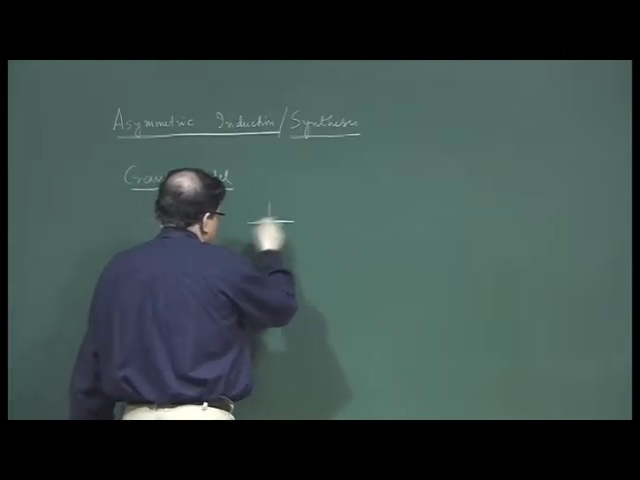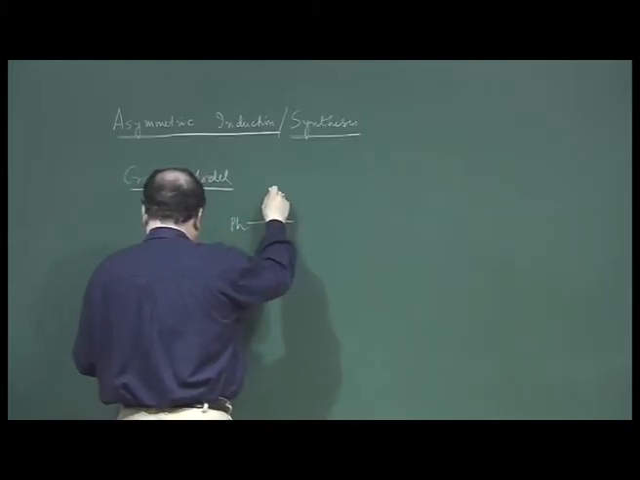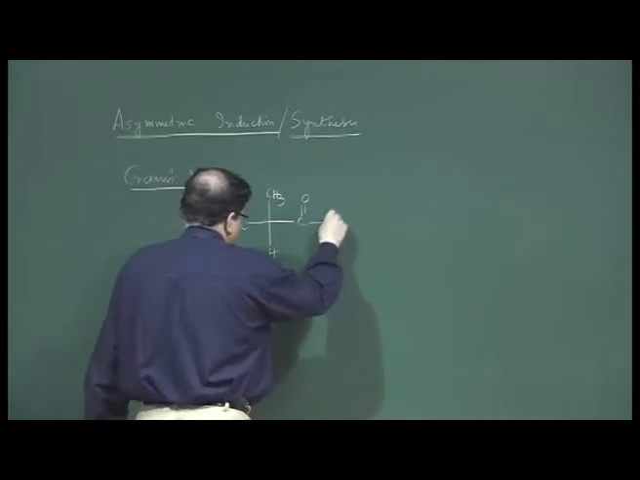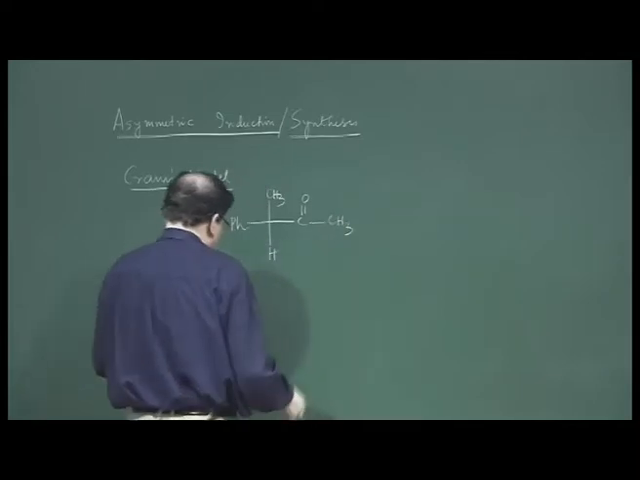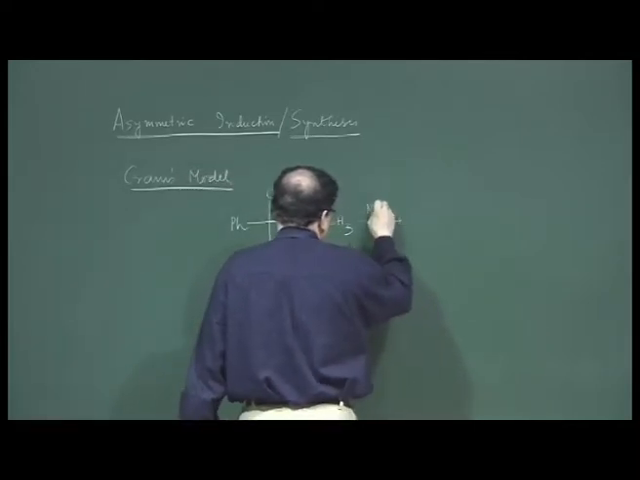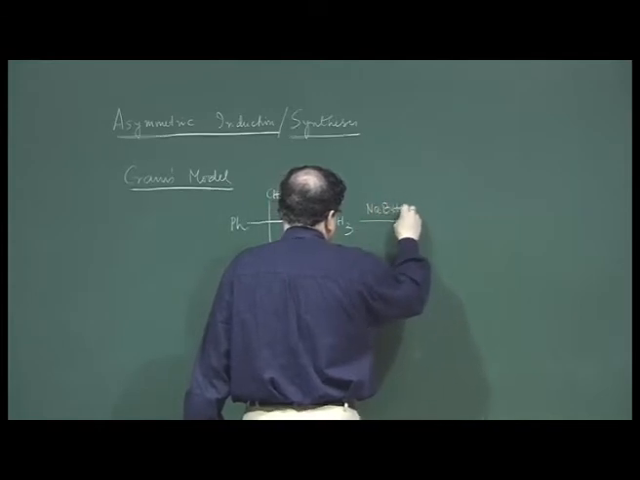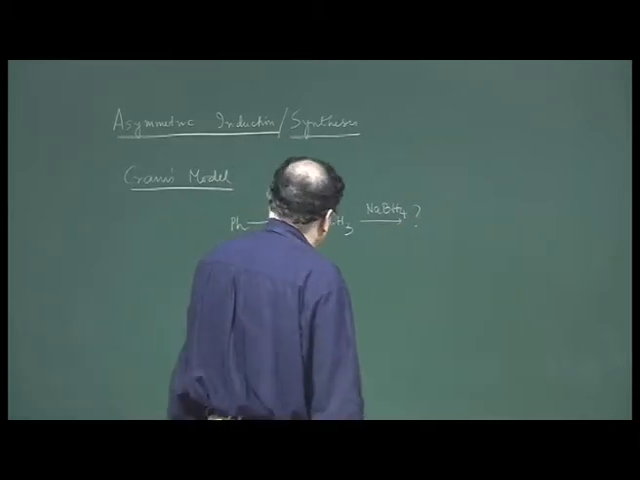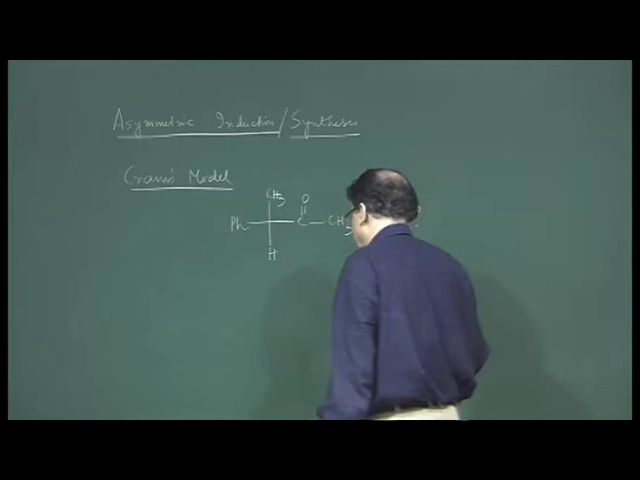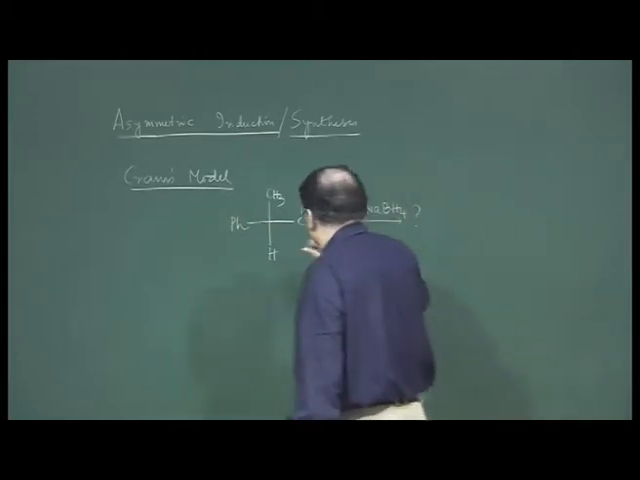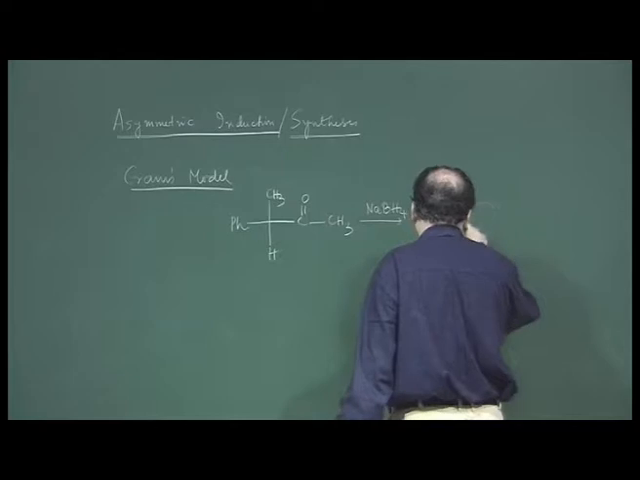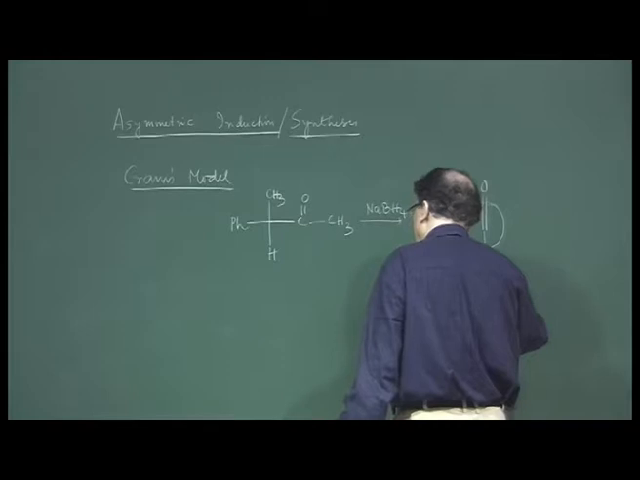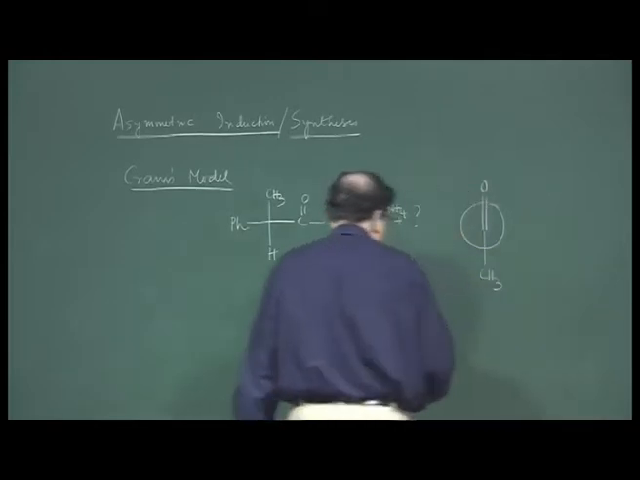Suppose we do one problem, we take a compound which looks like this, and this was reduced with sodium borohydride. The question is, what is the major product? Okay. So, how do you solve it? The first thing you do, you have to draw a Newman projection. Okay. Put the carbonyl and then here is a methyl. So, it is a methyl ketone.